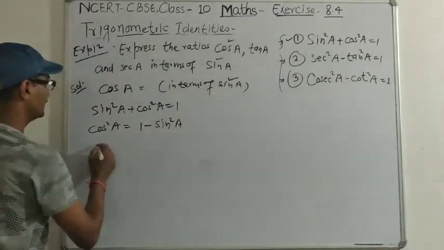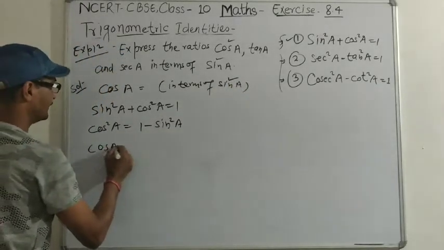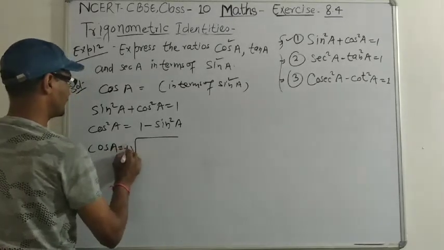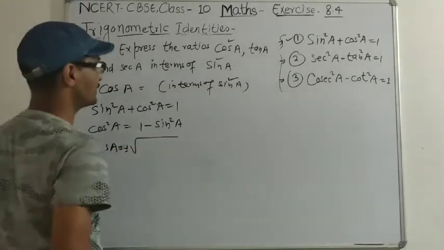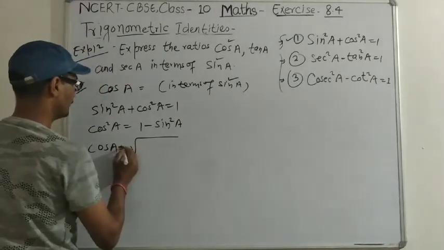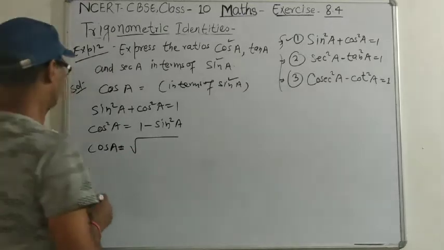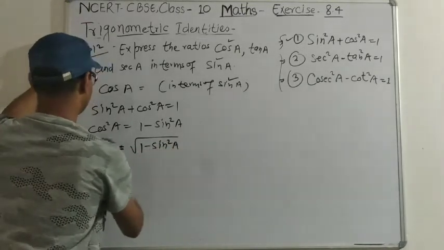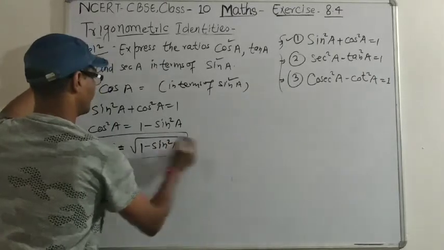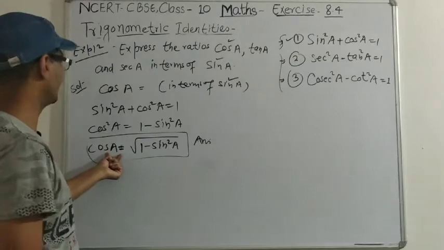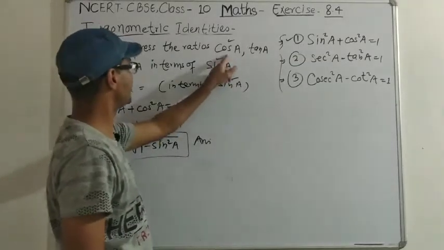And cos a, the square goes to the other side, and actually it is plus minus, but in the case of ratios we are taking only positive values, so it is root over 1 minus sin square a. So it is the answer. You can see here the value of cos a we found is in terms of sin a.